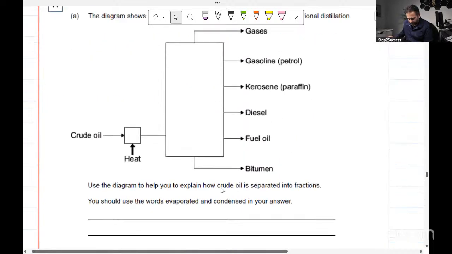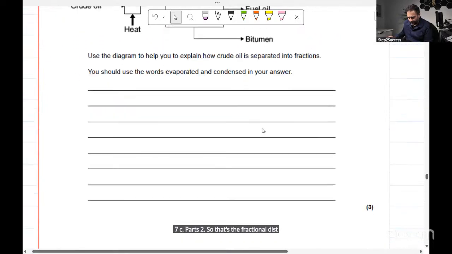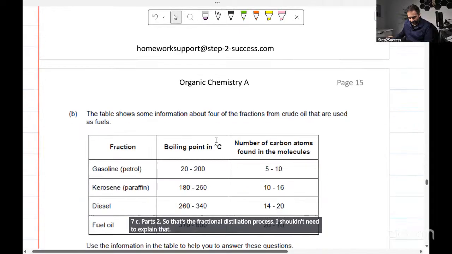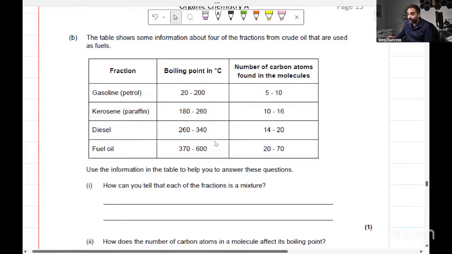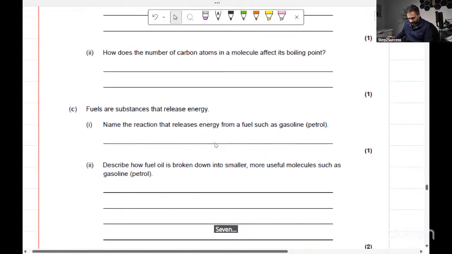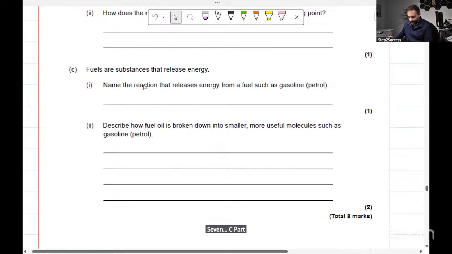7C part 2. So that's the fractional distillation process. I shouldn't need to explain that. That's just always the same. 7C part 2. Name the reaction that releases energy. That's called combustion.